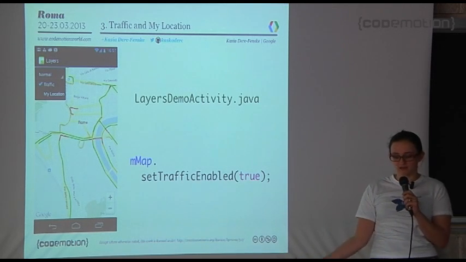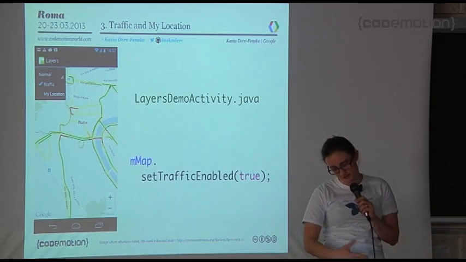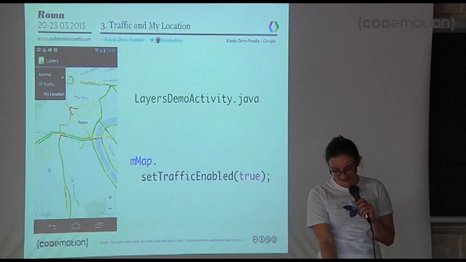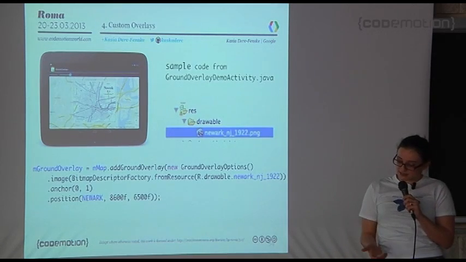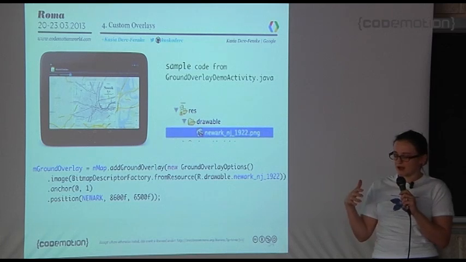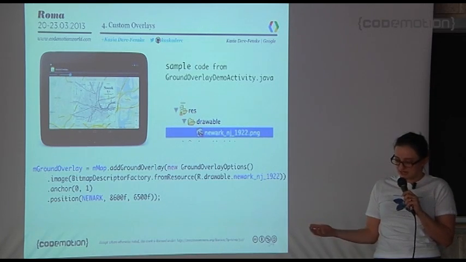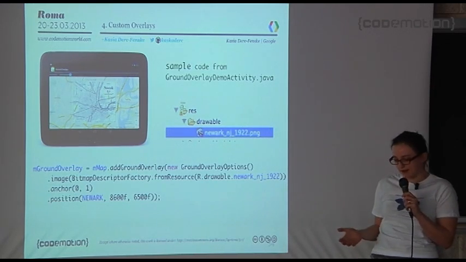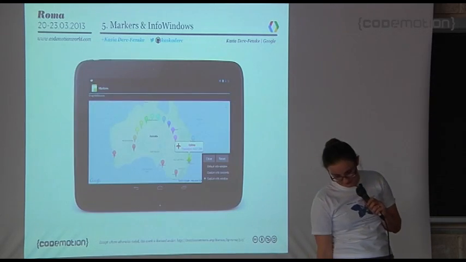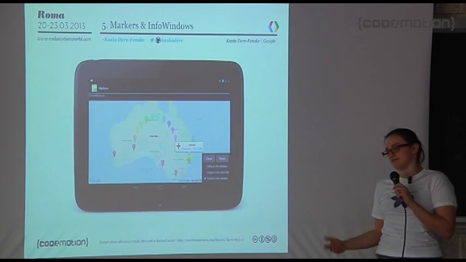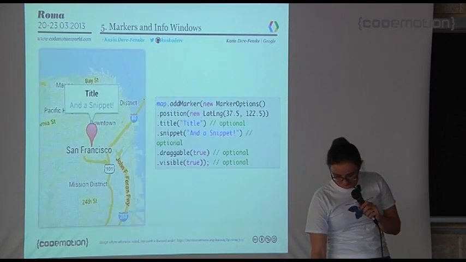We also have the traffic layer, which is really dead easy to use. It's just set traffic enabled to true. And you can have custom overlays. So simply you need to put a file in your resources, and then you specify where to position the file. And this is the code. It's GroundOverlayActivity.java.